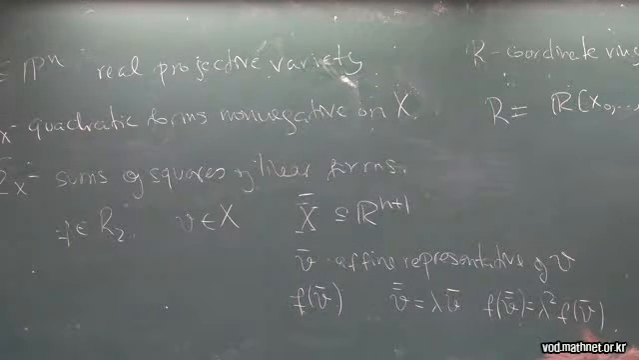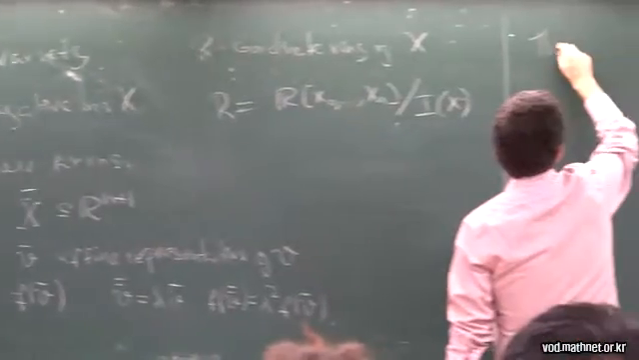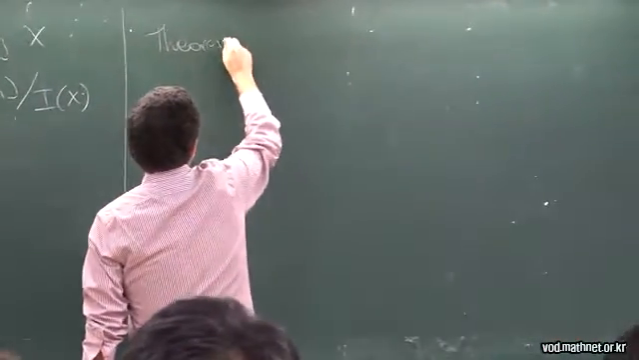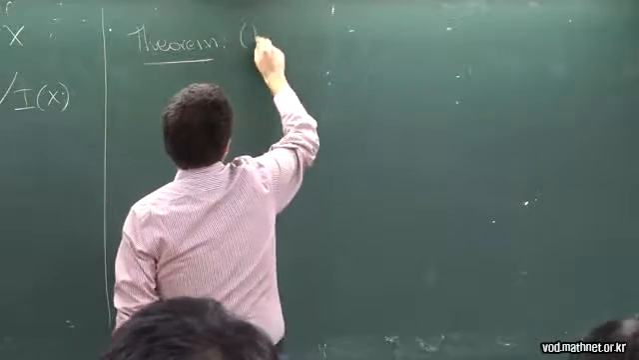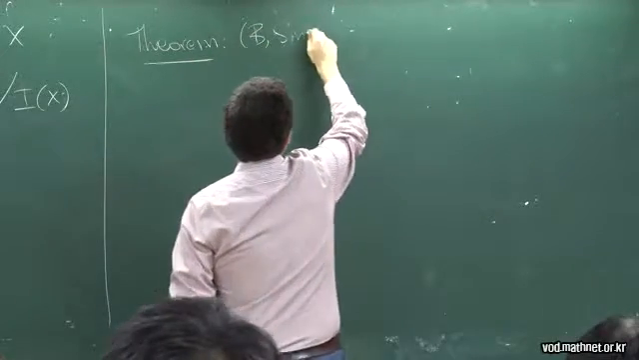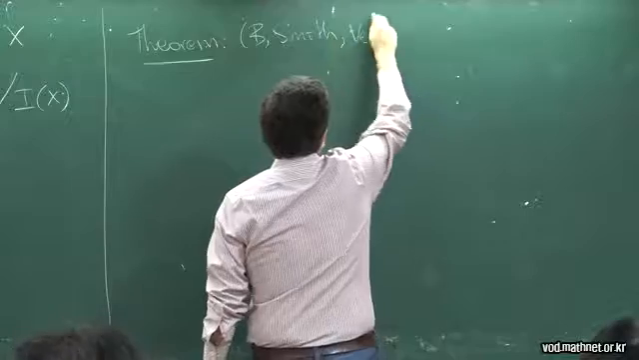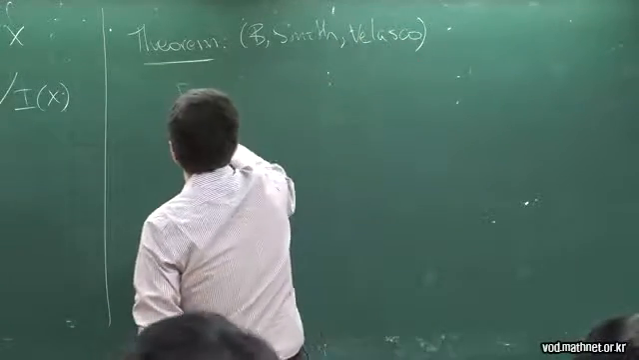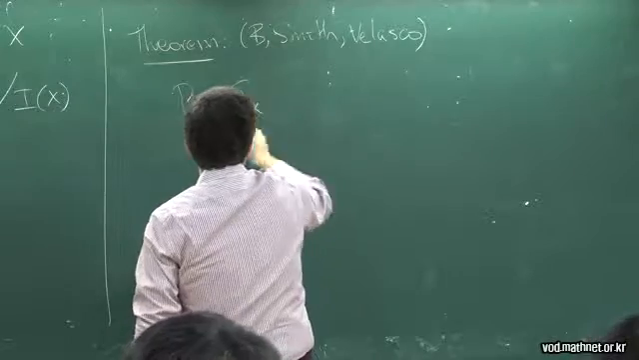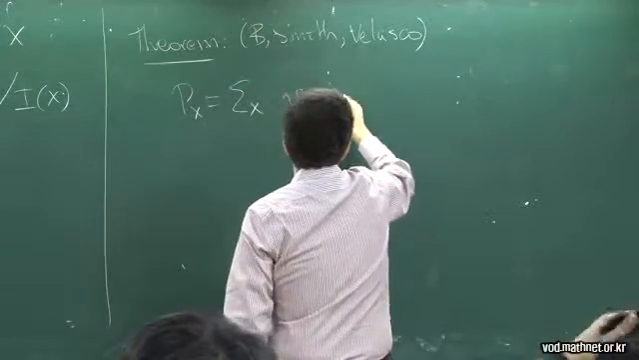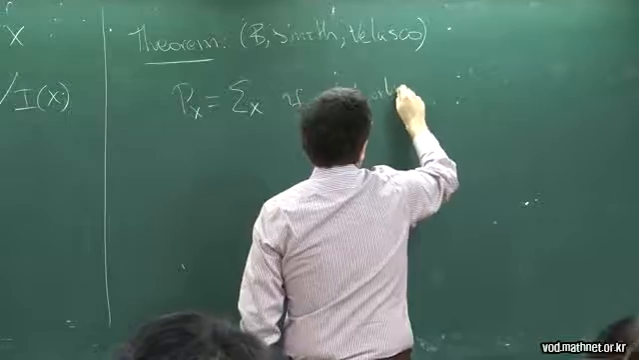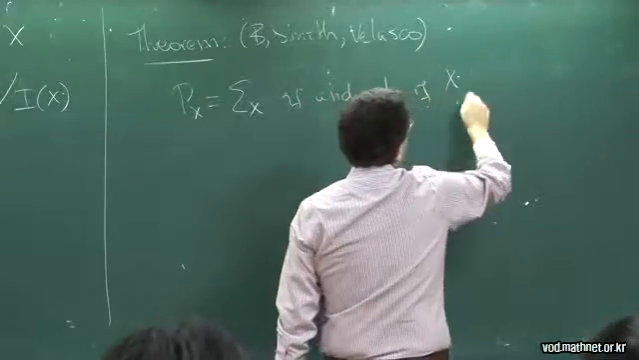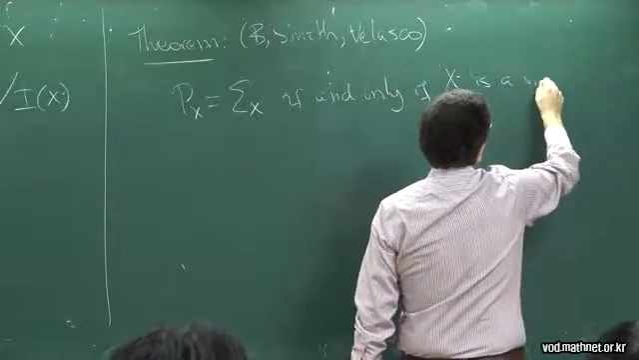Okay. And then I stated the theorem that you proved with Greg Smith and Mauricio Velasco, and said that non-negative polynomials are equal to sums of squares if and only if x is a variety of minimal degree.